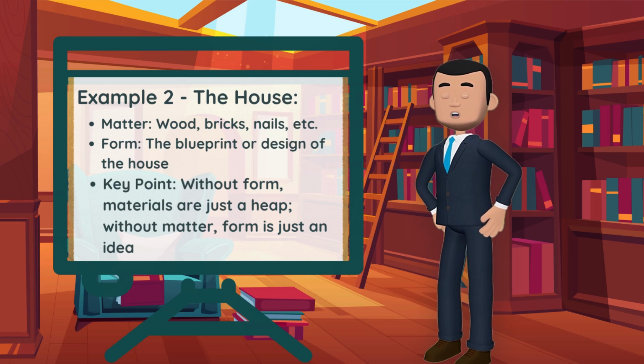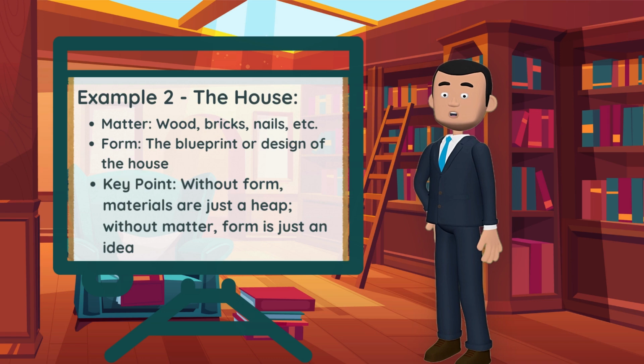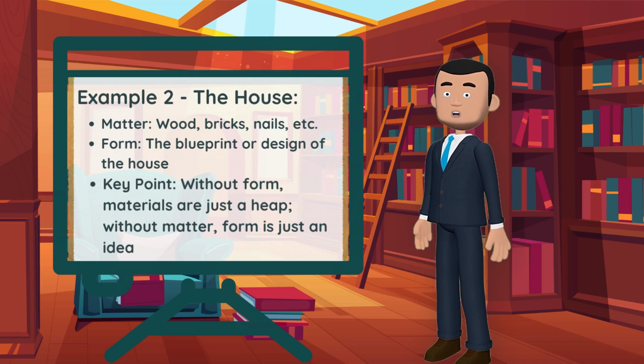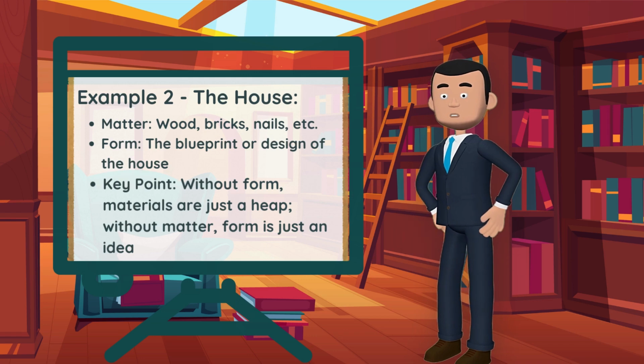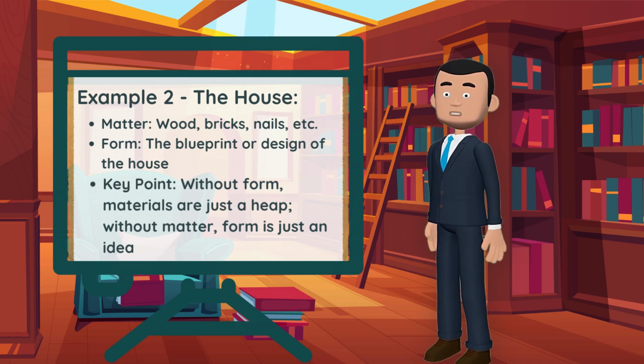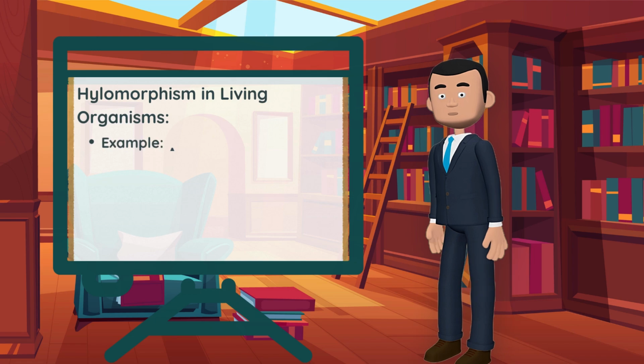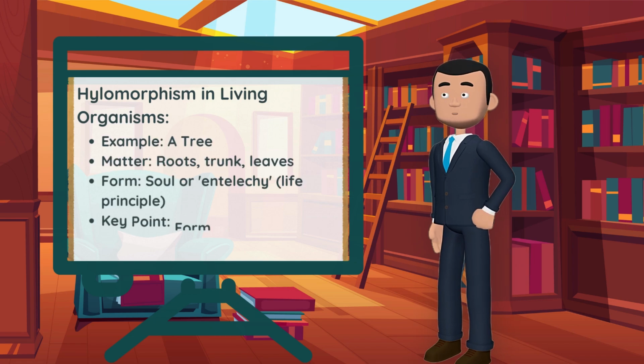Let's break it down further with a more relatable example. Think of a house. The wood, bricks, nails, and other materials that make up the house are the matter. On their own, they're just a pile of building materials. But when you arrange them according to a design or blueprint, they become a house. That blueprint, the design, is the form. It gives the materials structure, order, and purpose. Without the form, you'd just have a heap of supplies, and without the matter, you'd only have an idea, not an actual house.